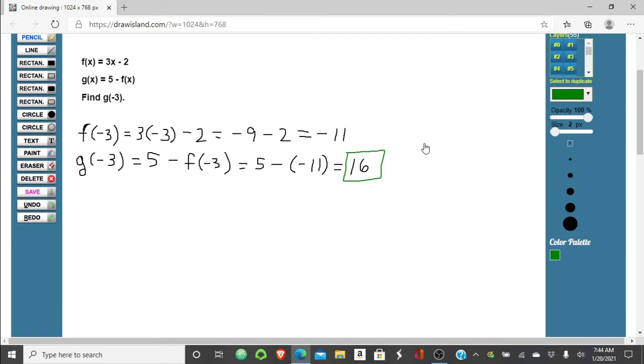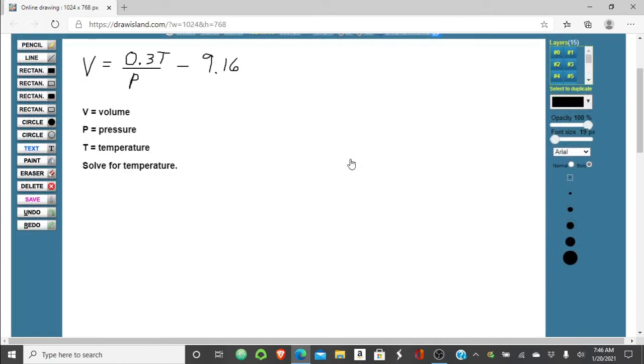Okay, on to our final problem of this video. In our final problem of this video, we're going to look at a type of problem that you might see on the SAT where you have to solve for a different variable in an equation. And in this case, we're solving for temperature, which is T. So currently, this equation is V equals 0.3 T divided by P minus 9.16. So when we solve for temperature, we want to get temperature all by itself. So I'm going to first start off by adding 9.16 to both sides of the equation.